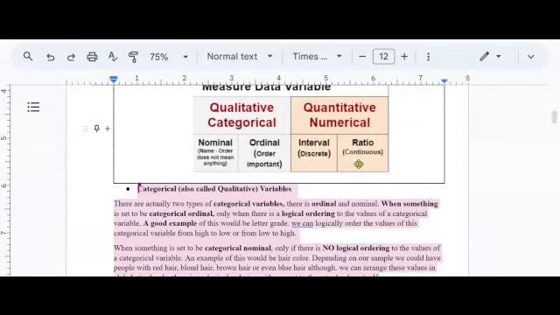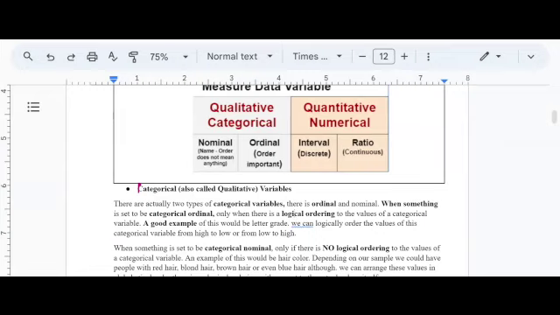Okay. For the numerical, as we talked about, do you remember the interval and the ratio? Another name for interval is what? Discrete. So it doesn't have to say interval, it can say discrete. And the other one is called continuous. So if you get discrete, discrete means what? Fixed.